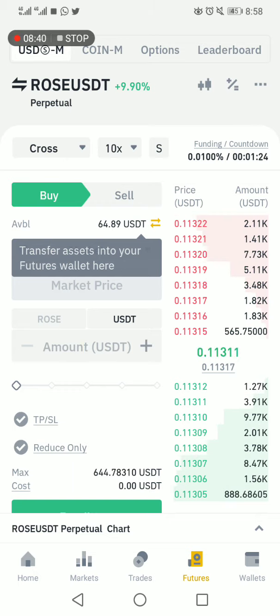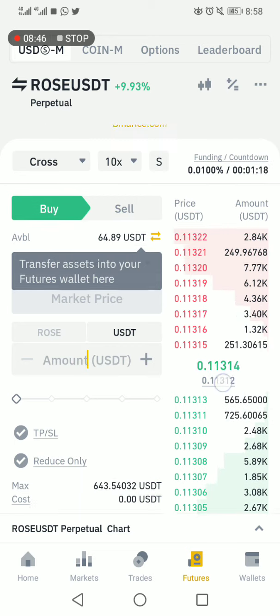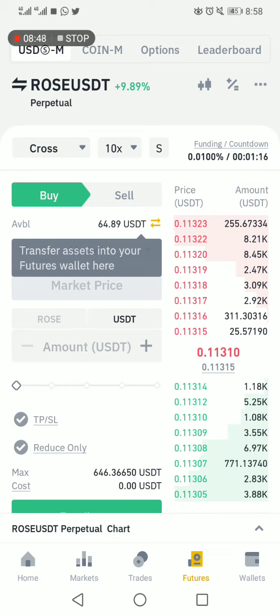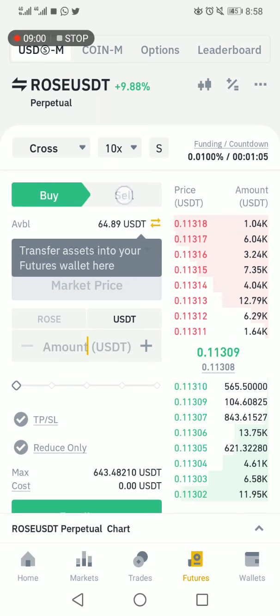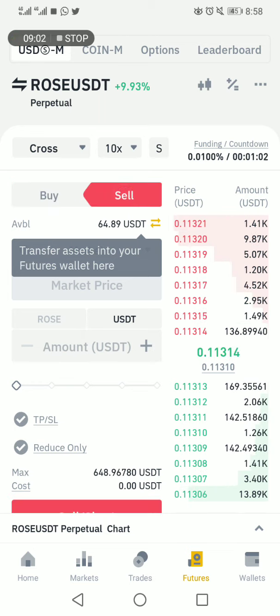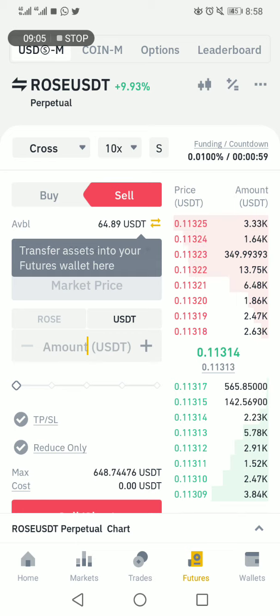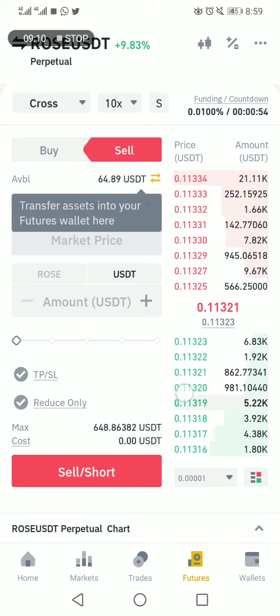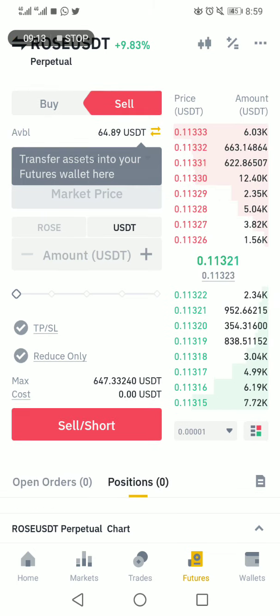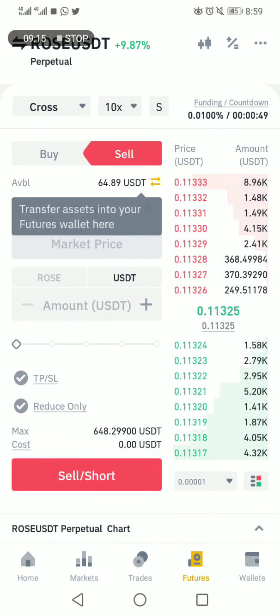In futures trading, let's say your entry point is 0.11312, and you predicted that the market will go long, which means it will go higher, which means you bought. But unfortunately, the market is going down, which means people are selling. What this means is that the market will go against you and you will lose money. You may be liquidated.